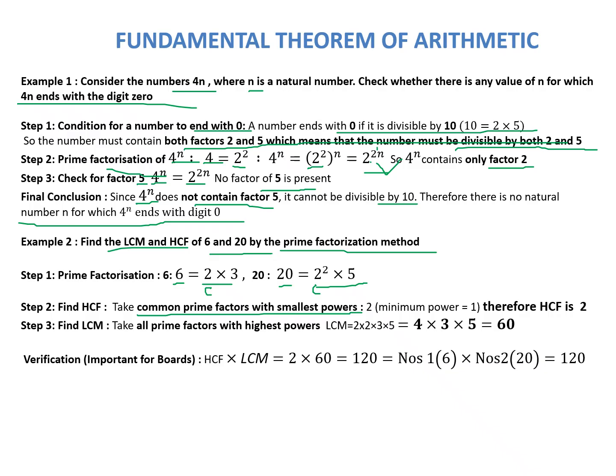So first we have to identify the common factor. So common factor is 2 and 2. 3 is unique for 6 and 5 is unique for 20. So which means that 3 and 5 are not common. So common factor is 2. Now understand, we have to apply the lowest power. So what is the lowest power here? Lowest power is 1. Okay. So 2 with the minimum power is 1. Therefore HCF is 2.